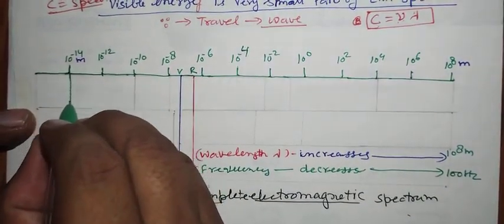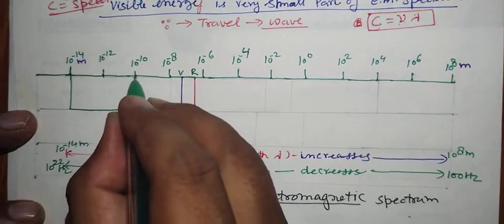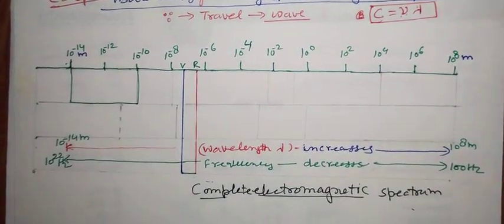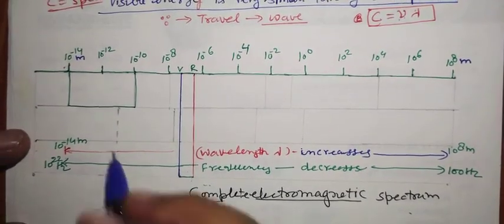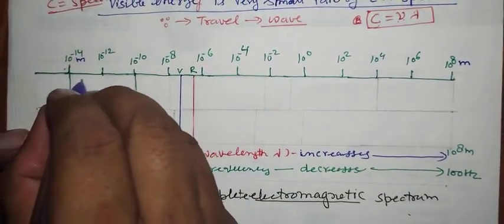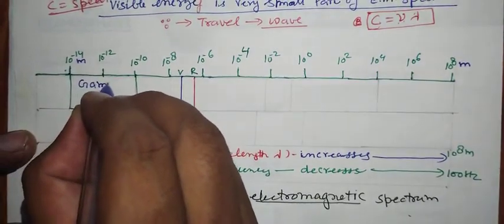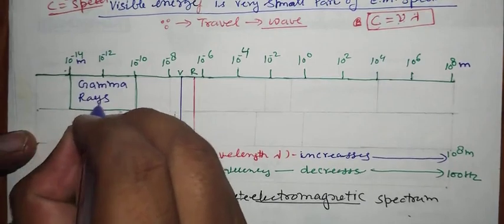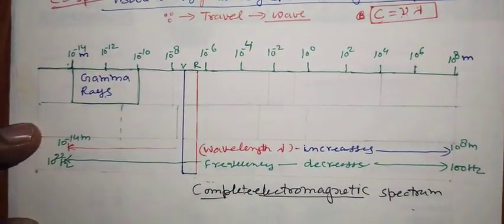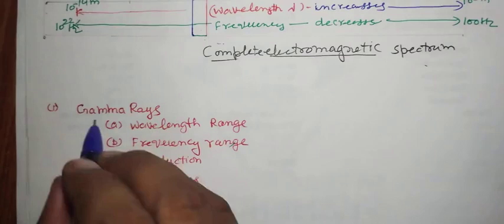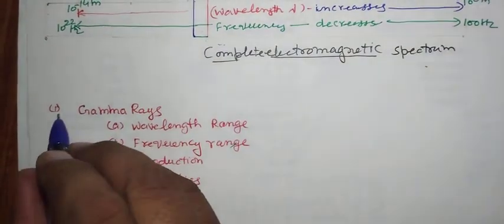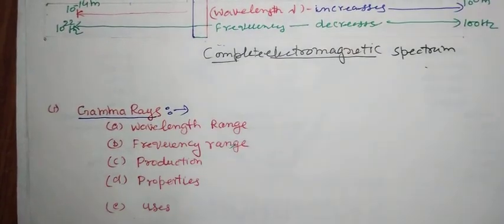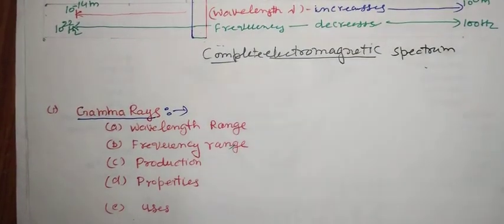Here is one. Approximately from here to here, 10 to the power minus 14 to 10 to the power minus 10, is known as gamma rays. Let us see these gamma rays in detail. From the left, the first electromagnetic energy is known as gamma rays. We will discuss under 5 points.